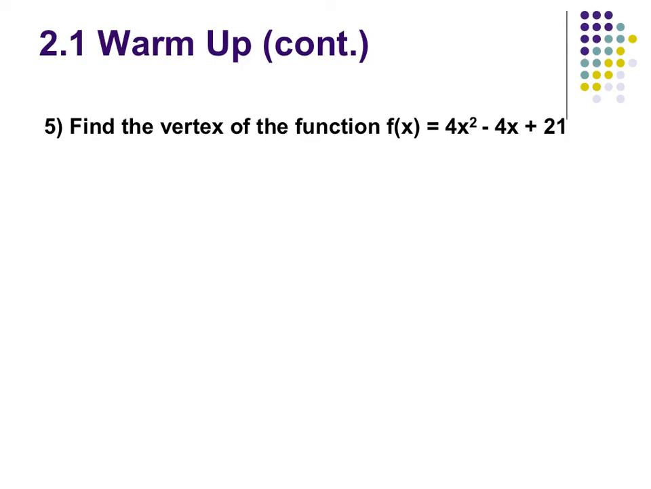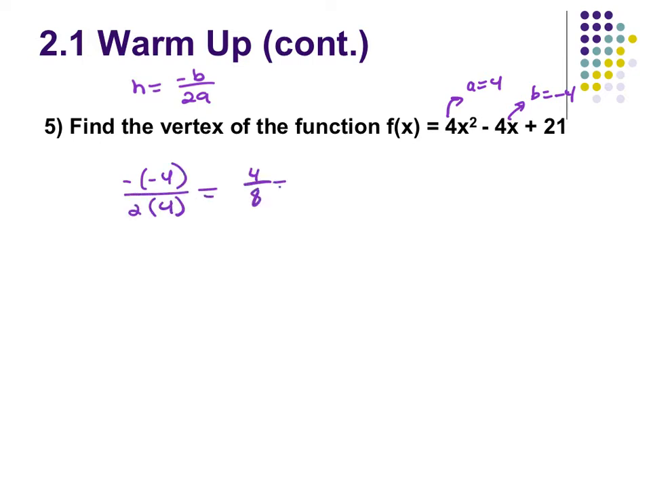All right, so this one said to find the vertex of the function. I don't want to put this into standard form by going the complete the square route, which means I use my other route, the negative b over 2a route. So if h equals negative b over 2a, and a is 4 and b is negative 4, then I would get negative 4 over 2 times 4, and I end up with 4 over 8, which is 1/2. So the x coordinate of my vertex is a positive 1/2.